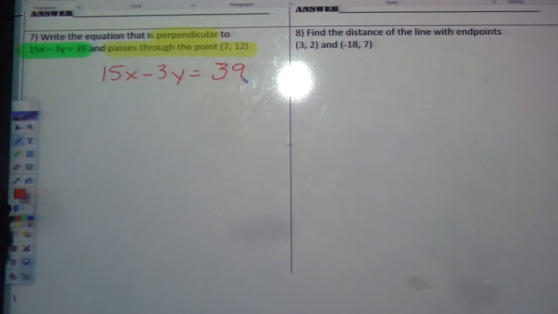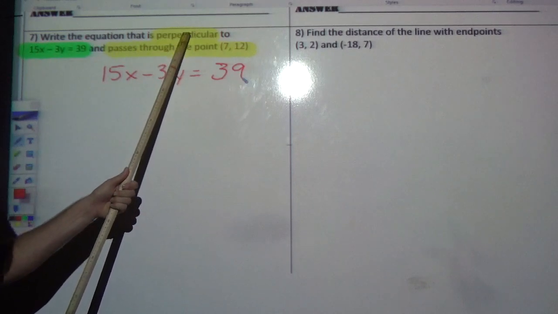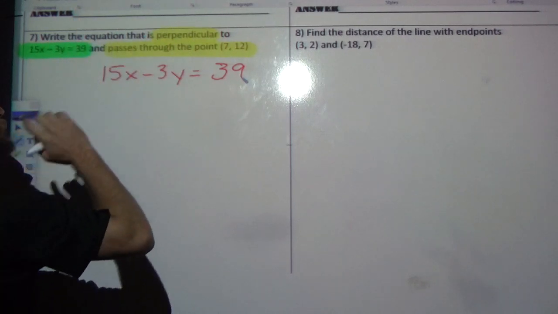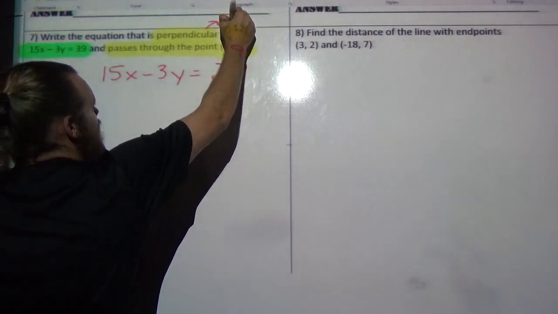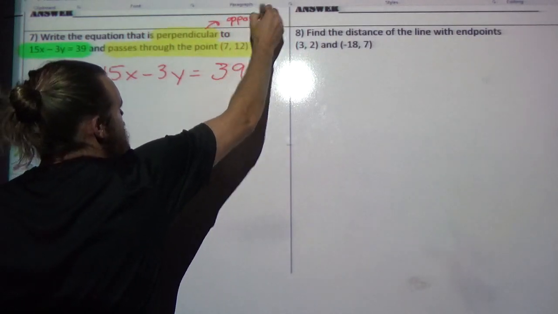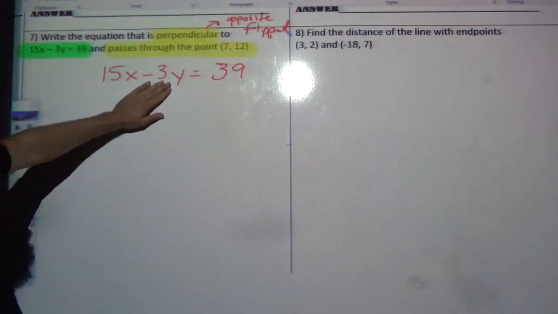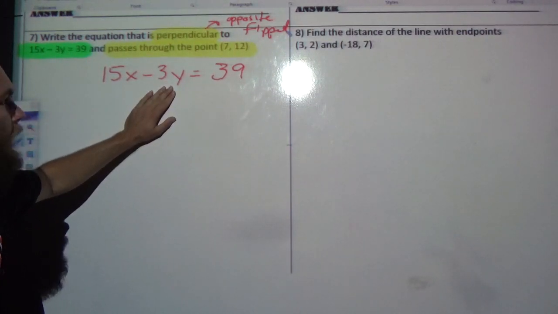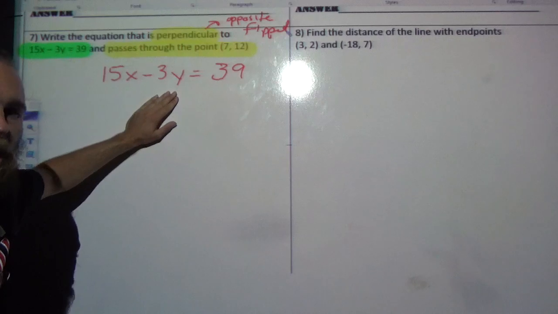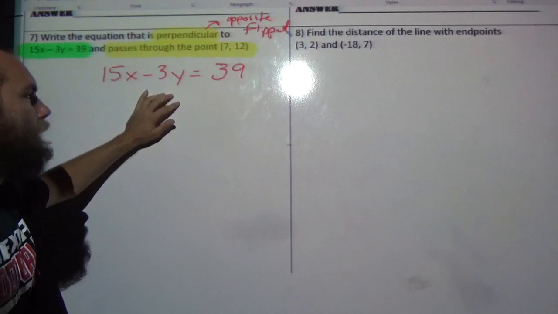Now, to find the perpendicular line, perpendicular means you have the opposite and flipped slope. So opposite and flipped. Now, looking at the equation, it is in standard form, so you cannot readily see the slope that they gave you. So you're going to have to do a little work.